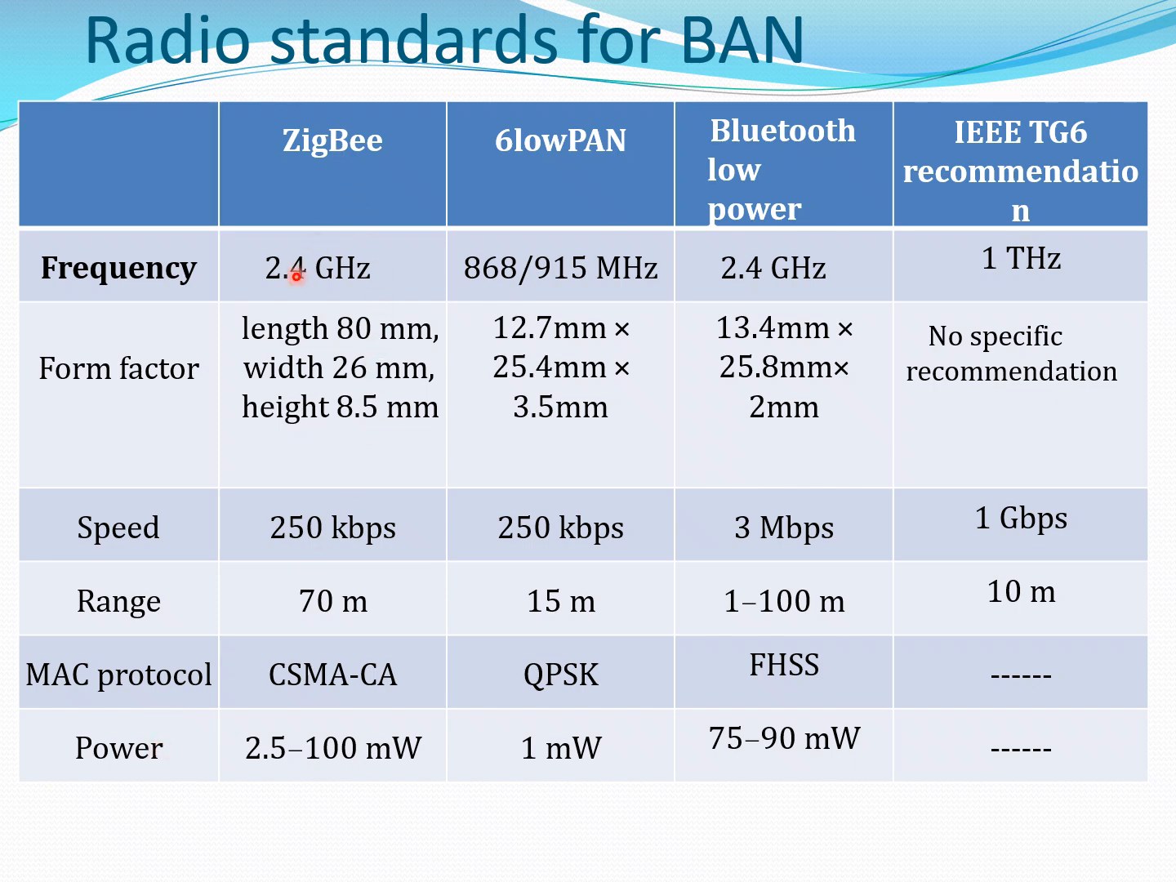So for Zigbee, the frequency is 2.4 gigahertz, the speed is 250 kilobits per second, the range is 70 meters, the MAC protocol is carrier sense multiple access with collision avoidance, and this is the power. The same way for 6-LoWPAN, Bluetooth low power, and IEEE TG6 recommendation. So the various factors are compared for various radio standards.